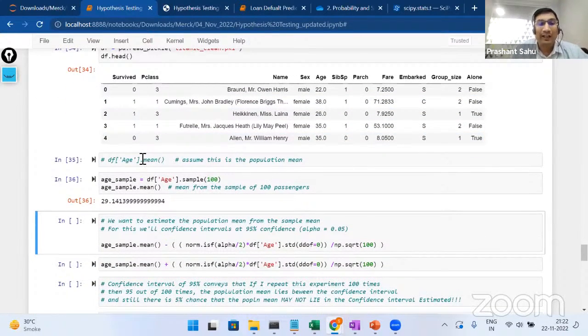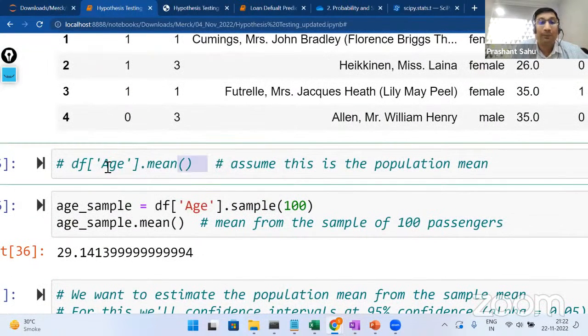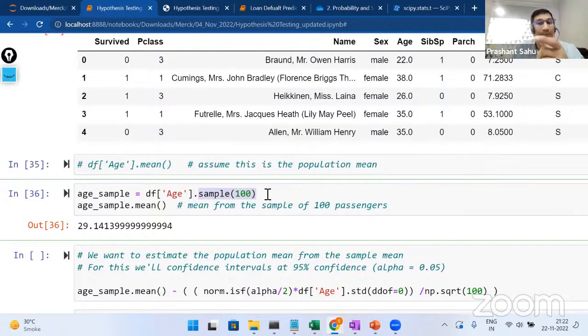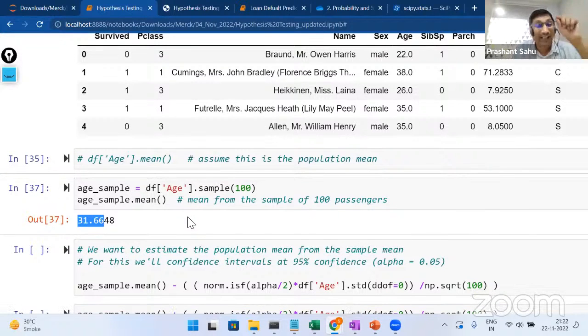So I really do not know the population mean. Right now, I don't know the population mean, correct? So I take a sample of 100 people and then take the average of those ages. What did I do? I took a small sample of 100 and I'm finding the average of that. So what is the average coming as? Every time this will keep changing. So let it be 31.66 right now. This 31.66 is the sample mean.